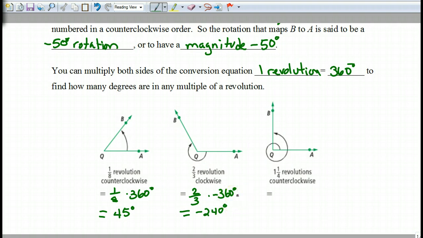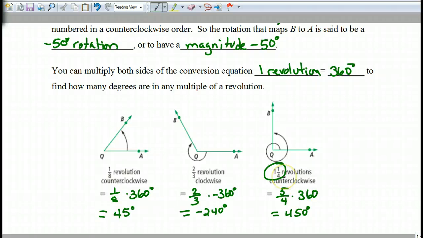So counterclockwise is positive. Going clockwise is negative? Correct. Yep. And on this one, 1 1/4 revolution counterclockwise. Well, if I change this from a mixed fraction to an improper fraction, that's going to be 5/4, times 360, and it's positive because it's going counterclockwise. Well, 4 goes into 360 90 times, and 90 times 5 is 450. Okay? So notice that it's going more than 360, so it is definitely more than one rotation.